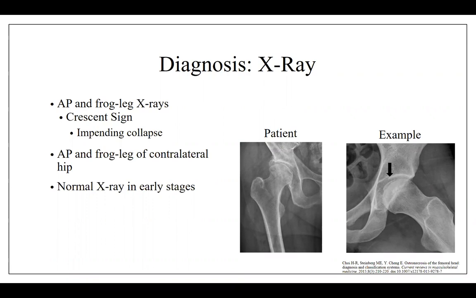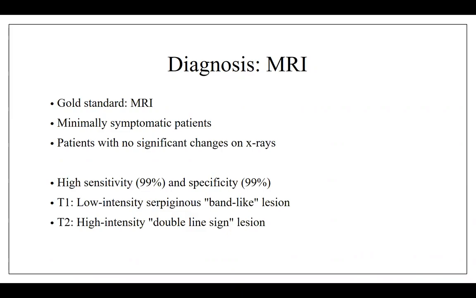Often in the early stages, x-rays are negative and appear to be normal. As a result, MRIs are considered to be the gold standard. They are often highly sensitive and specific, especially in patients whose x-rays are normal. MRIs should also be ordered for patients who are minimally symptomatic. On T1 images, you can see a low intensity lesion in the anterior superior aspect of the femoral head. And the T2 images often show a high intensity lesion that is present, appearing like a double line sign.